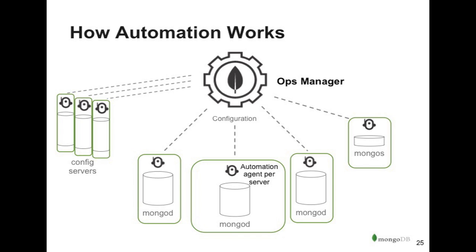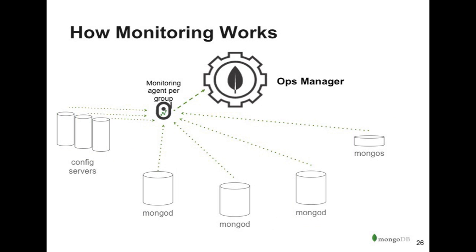So we just couldn't get away from having an automation agent everywhere. But monitoring is a little different. Now I'm jumping into the monitoring view. Monitoring agents don't need to be on every server, because a monitoring agent just needs to be able to reach the MongoDB processes, and they can do so in a remote fashion in order to centralize all of the data about the processes, the health data, the metrics, etc., and send them to Ops Manager.